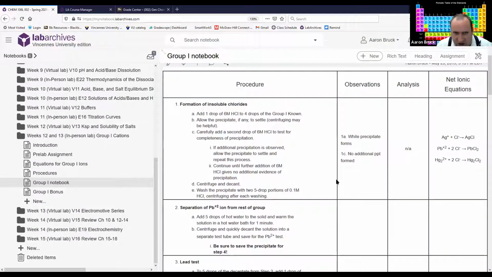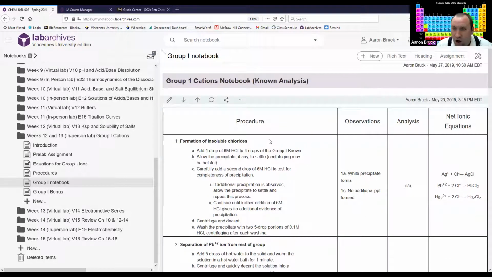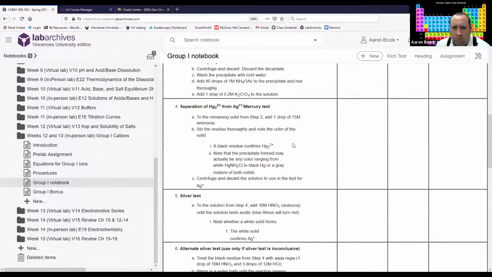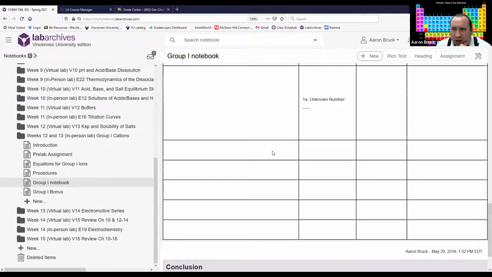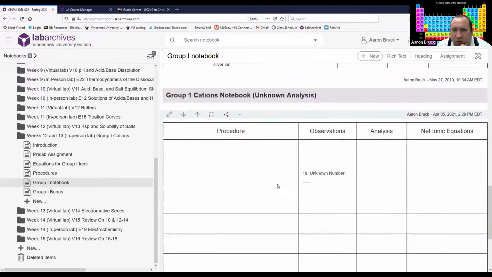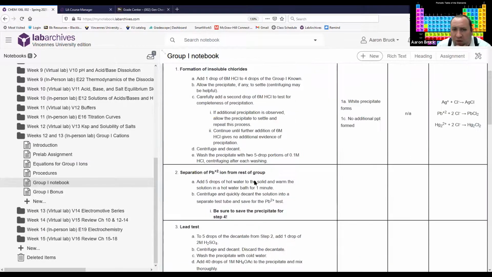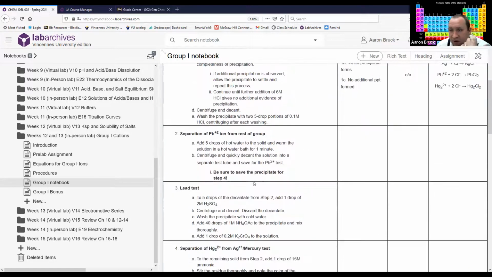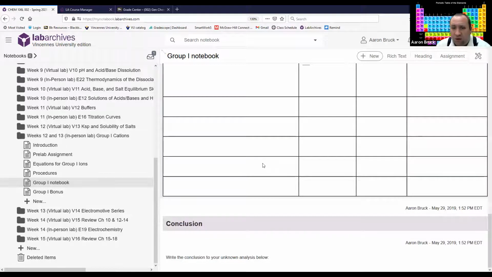And you're going to follow this procedure throughout the work of the known that you're going to do this week. But notice that for the unknown, we've stripped all of that away. You are going to have to fill in the sections of your unknown notebook following this same format, but without the help of that template. Now, some of it is going to be literal copy and paste, but how you choose to construct your notebook is going to be kind of up to you. Notice also that you're going to write your own conclusion.